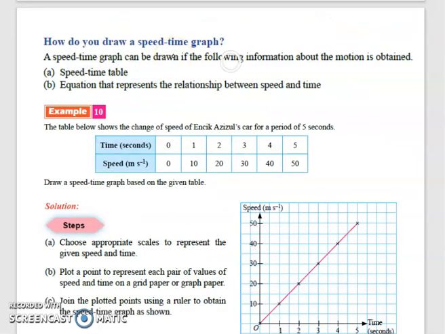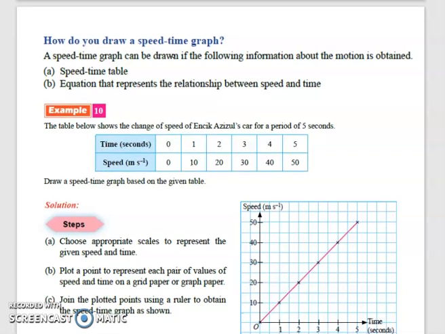How do you draw a speed time graph? A speed time graph can be drawn if the following information about the motion is obtained. It means we can draw the graph using either one of these: if we have a speed time table, or if you have an equation that represents the relationship between speed and time. This is an example from your textbook.